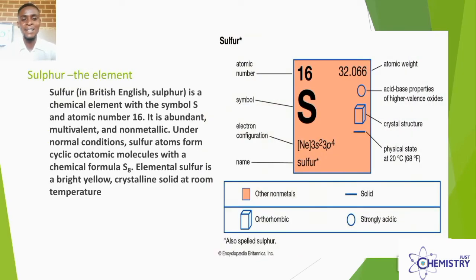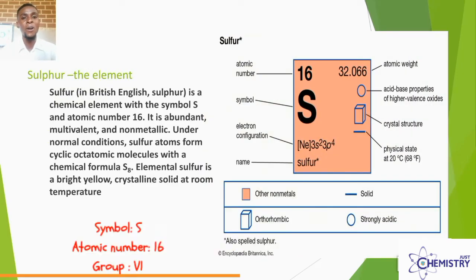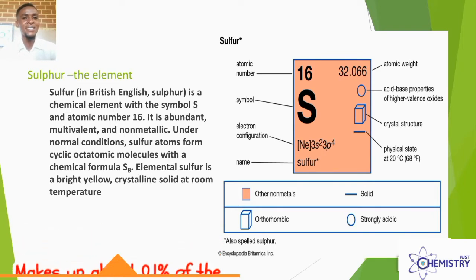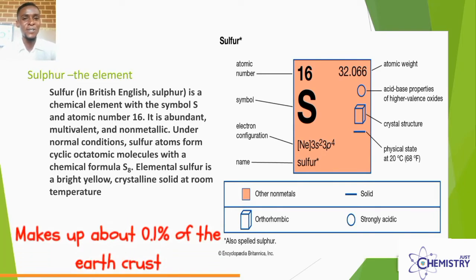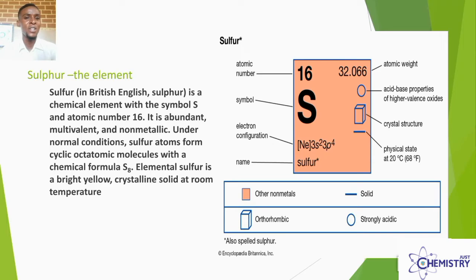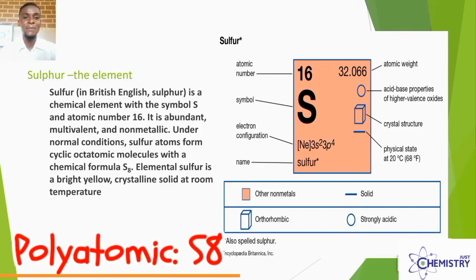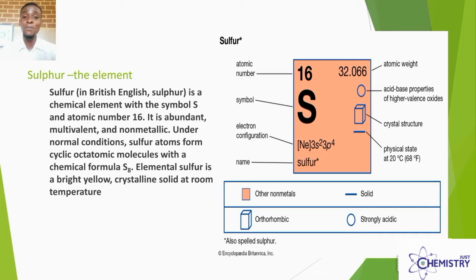Now, sulfur as an element has the symbol S and an atomic number of 16. It makes up about 0.1% of the Earth's crust and can be found in USA and Japan as sulfides of iron, zinc, and the rest of them. It is usually bright yellow and has the chemical formula S8, so it is polyatomic. The elemental sulfur is crystalline at room temperature.